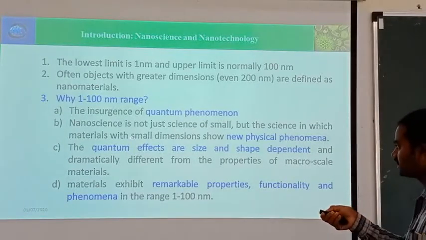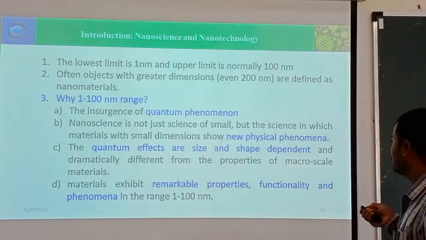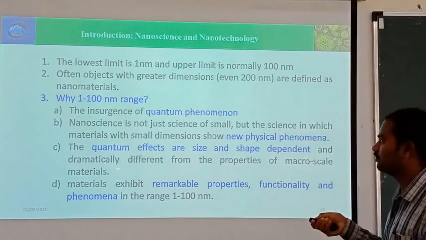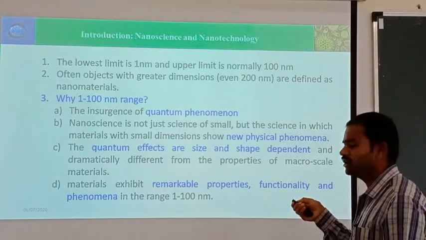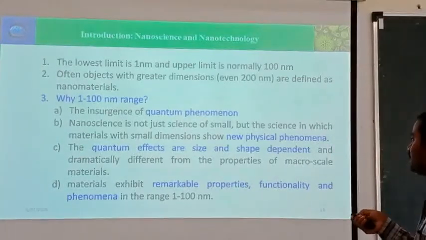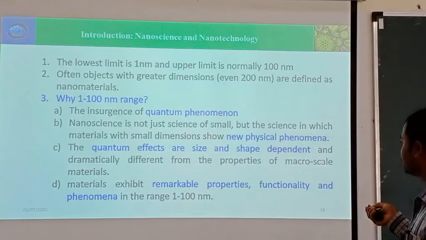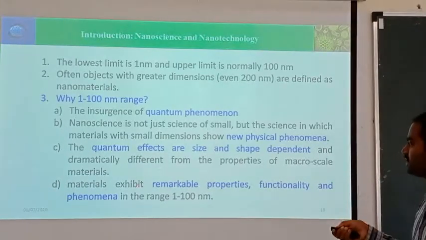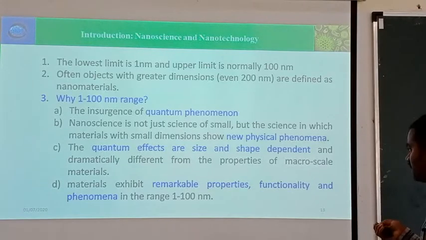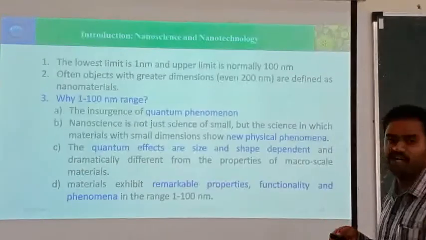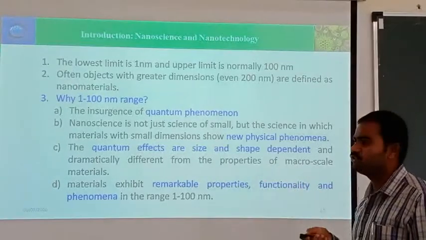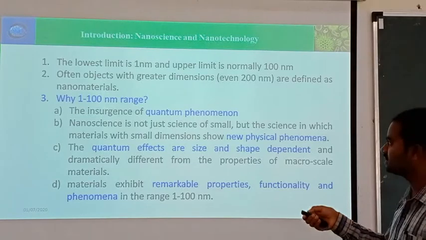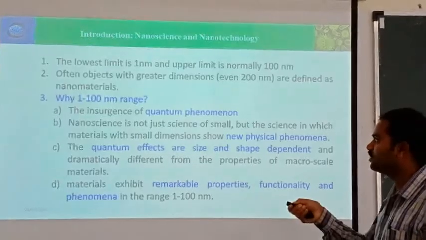So this effect occurs at a particular size in the nanometric range. It is dramatically different from the properties of the material at larger scale. So when there is any quantum confinement effect, the properties of that material are drastically different from the microscale or bulk material. Materials exhibit remarkable properties, functionality and phenomena in the range of 1 to 100 nanometers. That's why people use the general term 1 to 100 nanometer range. These are the basic reasons why we are focusing on the range of 1 to 100 nanometers.